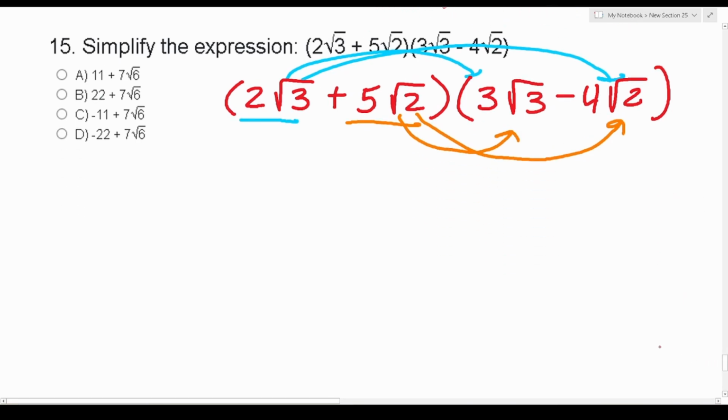So let's go ahead and expand this. So we have 2 square root 3 times 3 square root 3, so that looks like this. 2 square root 3 times 3 square root 3.